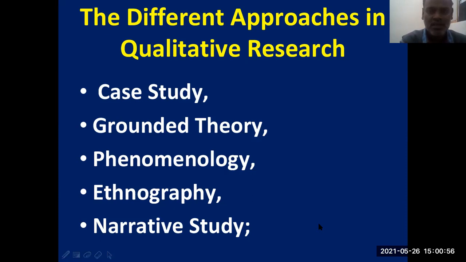So today's class we are going to discuss different approaches followed in qualitative research. There are five common approaches used in qualitative study. First one is case study. Second one is grounded theory. Third one is phenomenology. Fourth one, ethnography, and fifth one, narrative study.